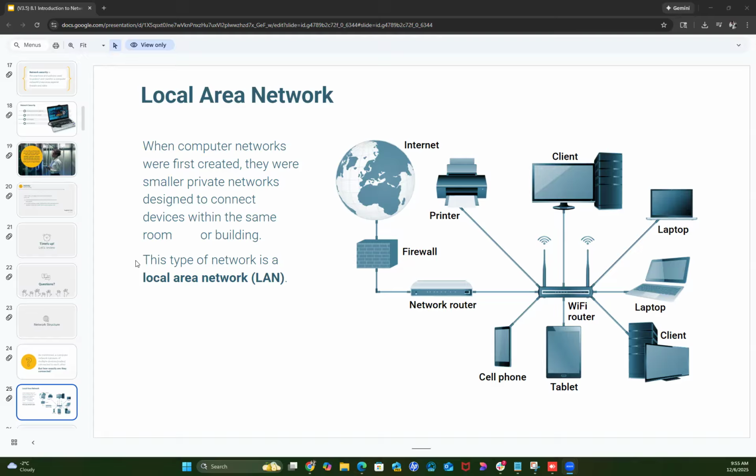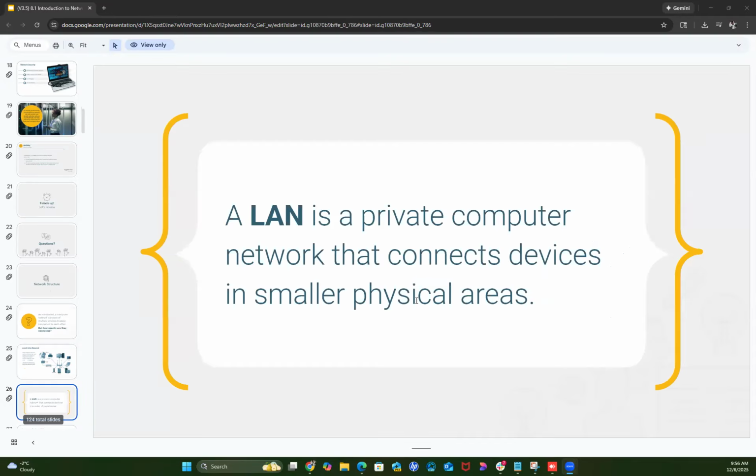So what is a local area network? You must understand it very well; if you don't understand, tell me, it is very important. A LAN, local area network, is a private computer network that connects devices in a smaller physical area like a room or single building, such as a small office or home network. There are many advantages.